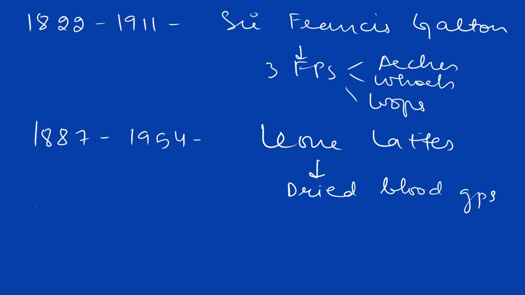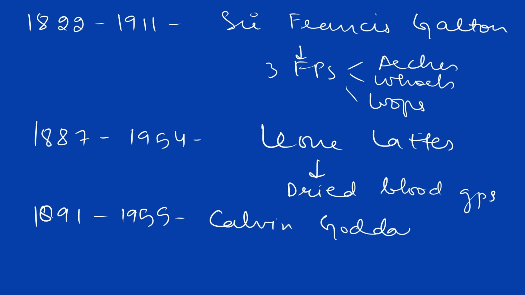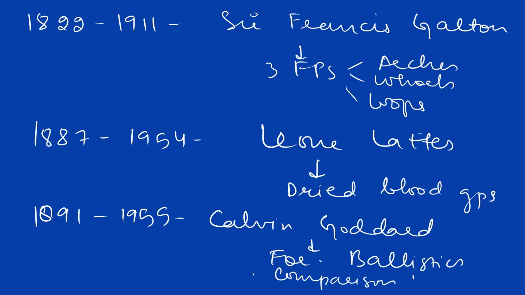Then from 1891 to 1955 came Calvin Goddard, who was a pioneer in forensic ballistics, and he developed the comparison microscope. A comparison microscope is two microscopes connected via an optical bridge, and it allows side-by-side analysis of bullets and cartridges, tool marks, hair, and other fiber analysis.